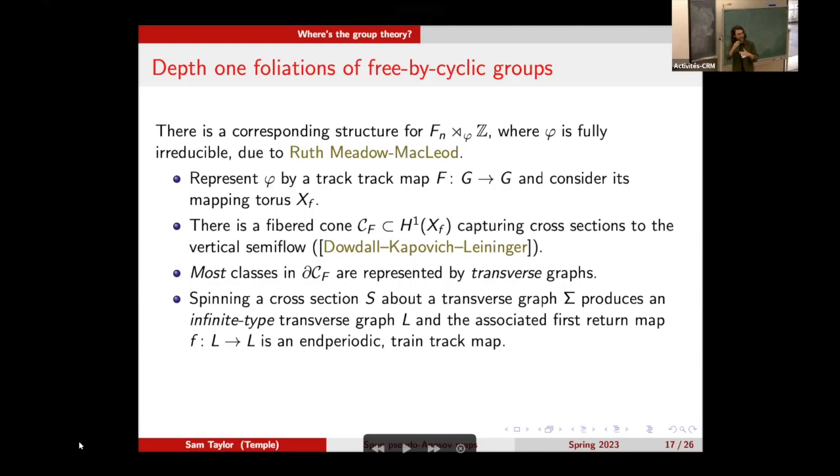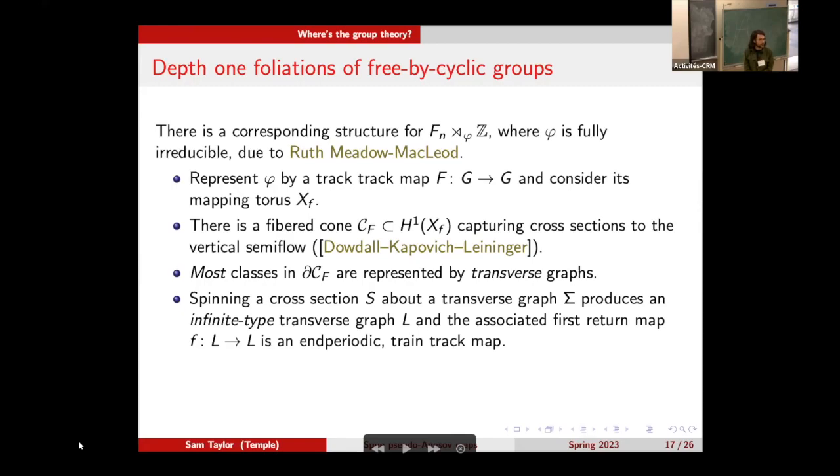It's even easier to understand spinning a graph along another graph inside of a two complex, where everything's transverse to a vertical flow. And what do you get out of this? You produce L, which in this case is an infinite type graph, just meaning an infinite graph, with a first return map that's an end-periodic train track map.